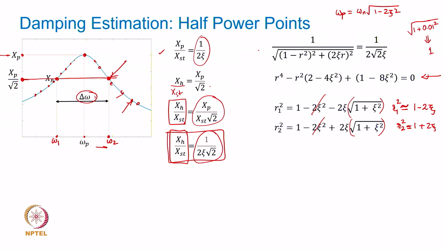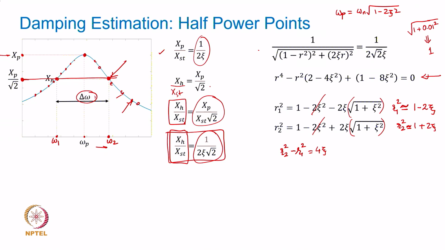Of course, mathematically you may say that these are approximate ones, but then you will find that numerically it really makes no difference unless your zeta is more than 0.3 or so, which is relatively rare in mechanical vibratory systems. Now, what we do is I will write this as R2 square minus R1 square. What is going to be that? R2 square minus R1 square will be 4 zeta.